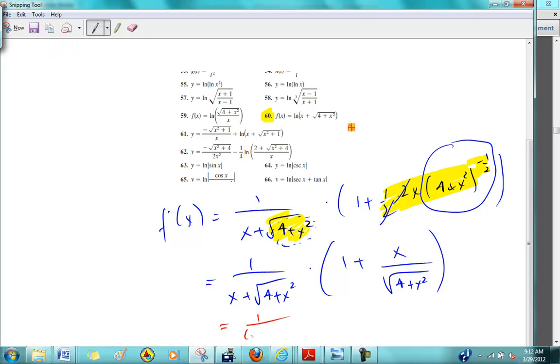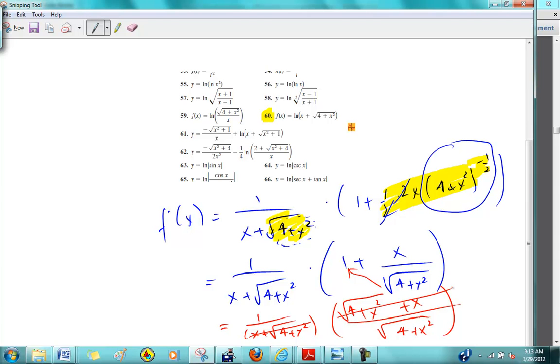Okay, and then I'm going to work on the parentheses, on the stuff inside there. I'm going to put everything on a common denominator. And in order to do that, I get this times that, which is 4 plus x squared square root of 4 plus x squared plus x. And now you can see that this cancels with that. So your final answer is 1 over square root of 4 plus x squared.